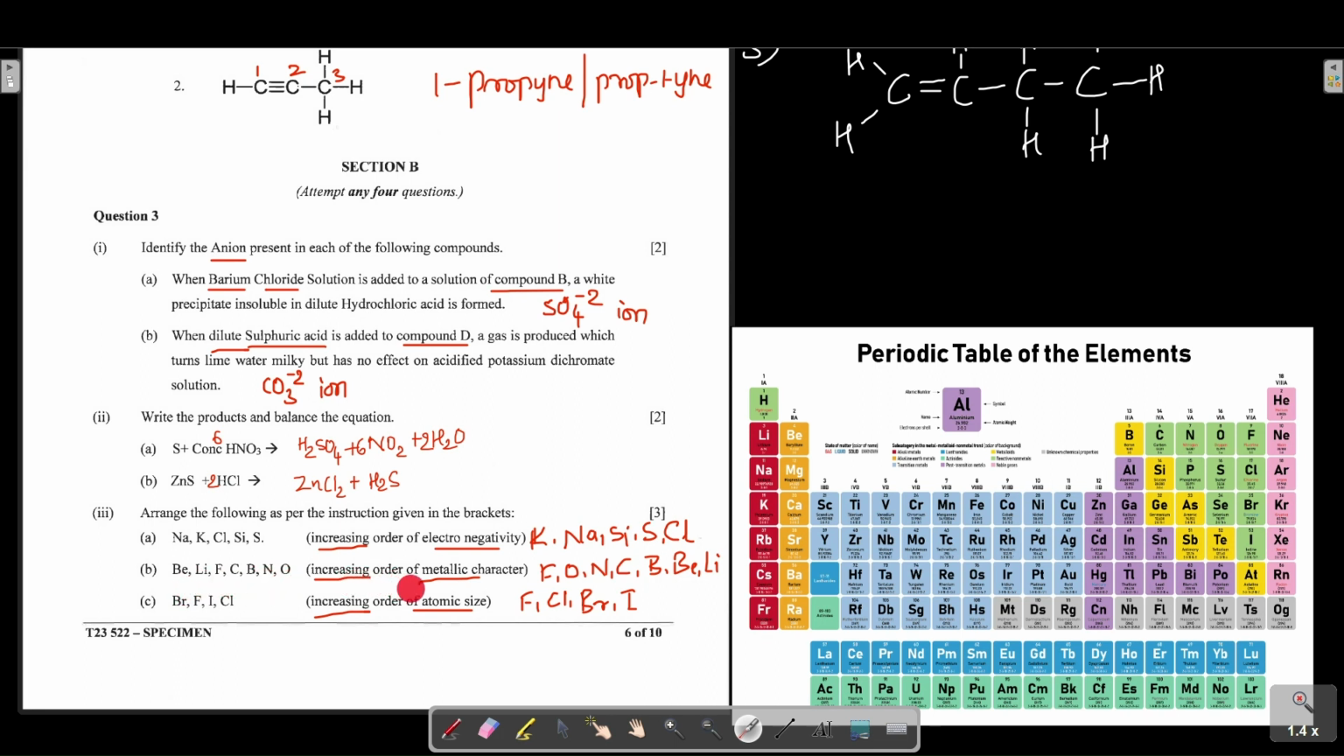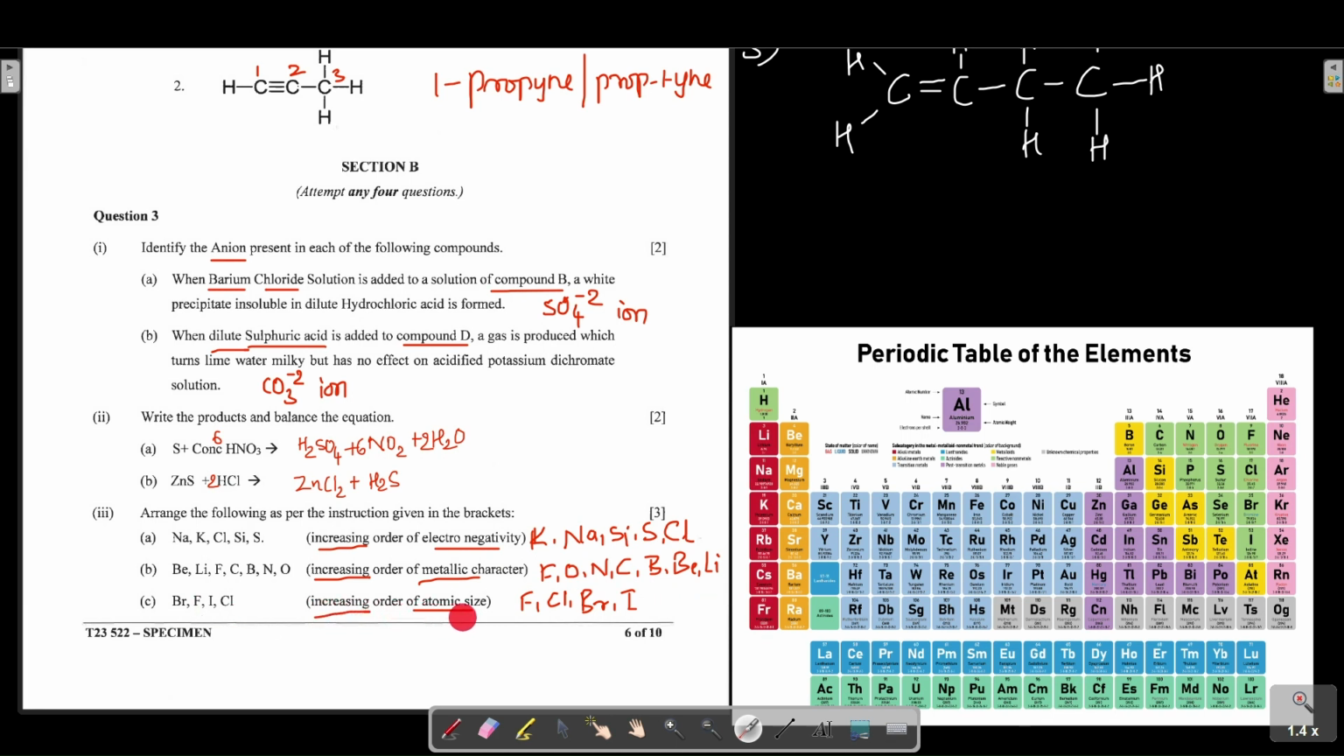So all of them are coming in the same period. What do you have to do? Increasing order of metallic character. So what is that? Lithium, the second period. Across the period, what happens to metallic character? It decreases. How? See, this is lithium, beryllium, metals. Boron is a metalloid. These all are non-metals. So metallic character is decreasing. So just write in the reverse order because they ask you increasing. So, F, O, N, C, B, Be, Li. Done.